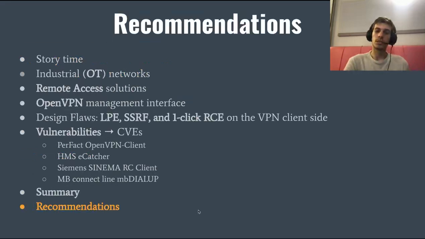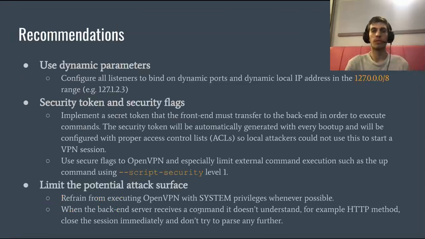The last thing I want to discuss is recommendations. We have a couple of recommendations for the different vendors or any other remote access solutions implementing OpenVPN, and specifically the management interface feature. First of all, you can use dynamic parameters. For example, you don't have to listen always on 127.0.0.1. You can use the entire localhost range, for example, 127.123. You can use security tokens, something similar to CSRF. So if the backend service receives a command without a specific token, it will not execute it.